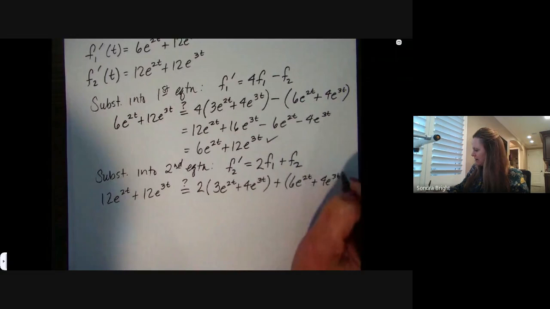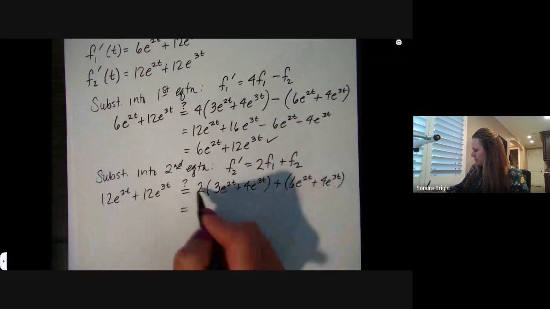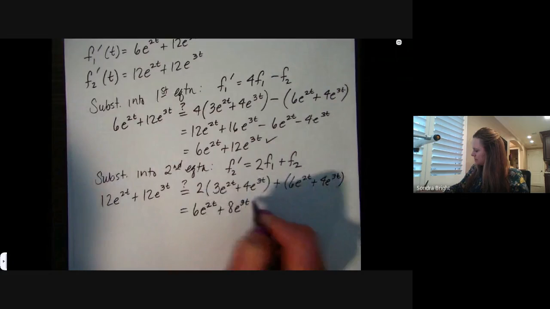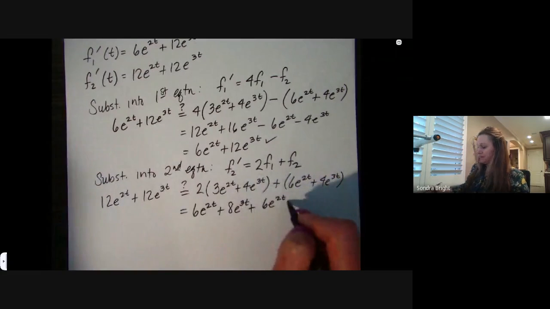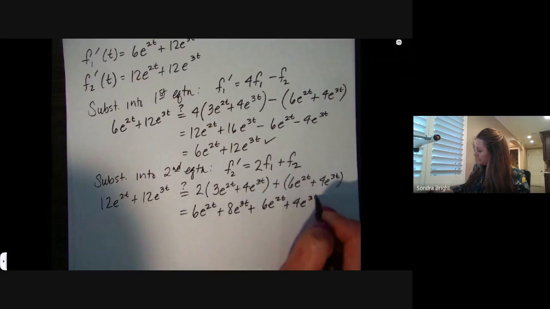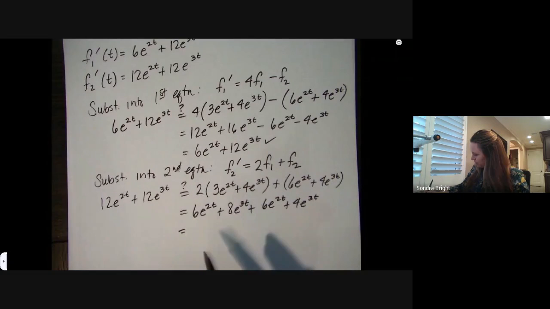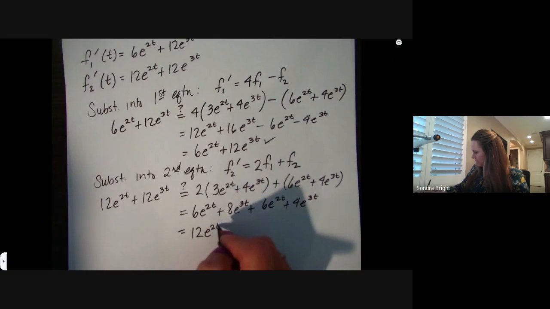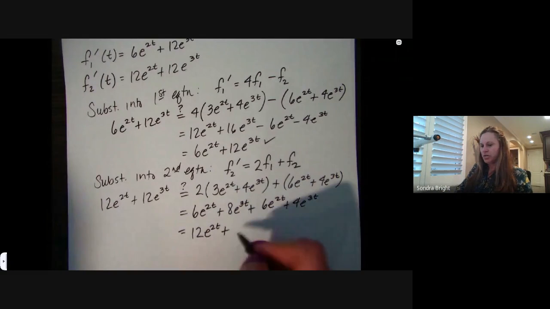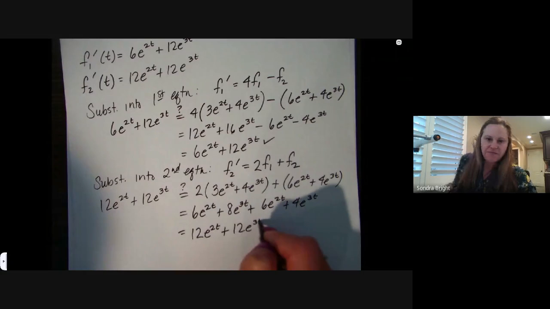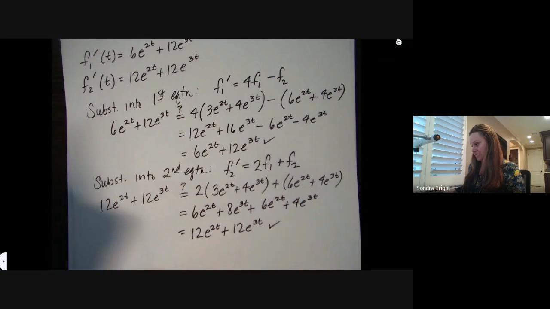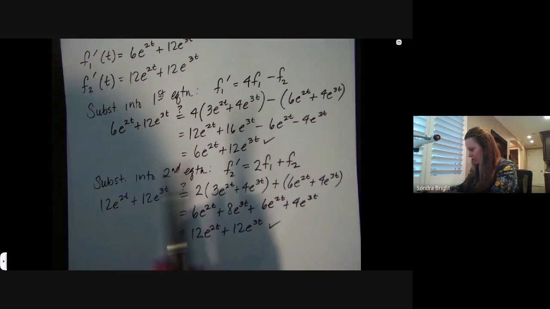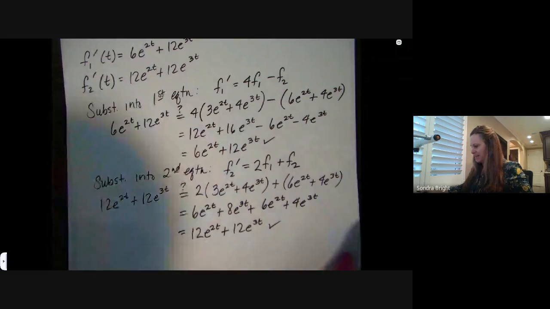Distributing the 2 inside here, and adding those, combining like terms now. The 2t's, you've got 6 plus 6, so 12e to the 2t. And then 8 and 4 is 12e to the 3t. And so sure enough, we have shown that this ordered pair of functions satisfies this system of differential equations. All right, let's do another example.